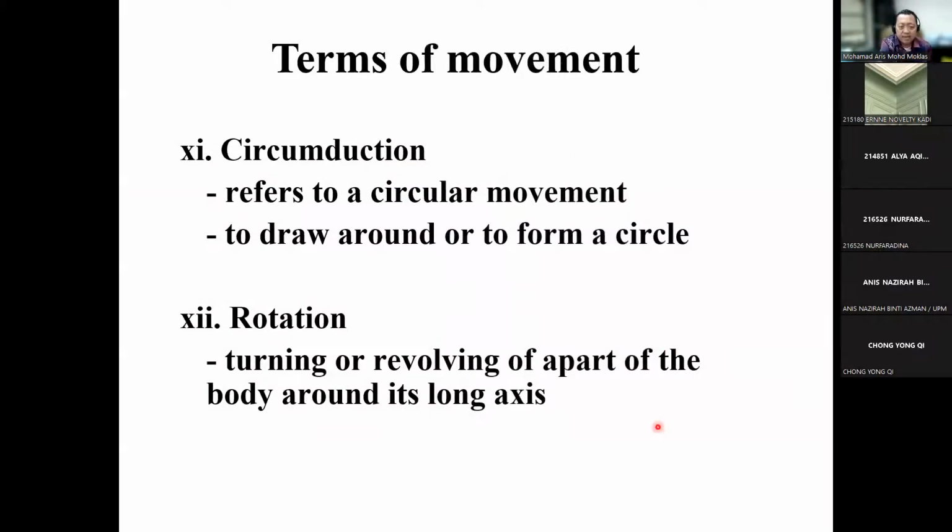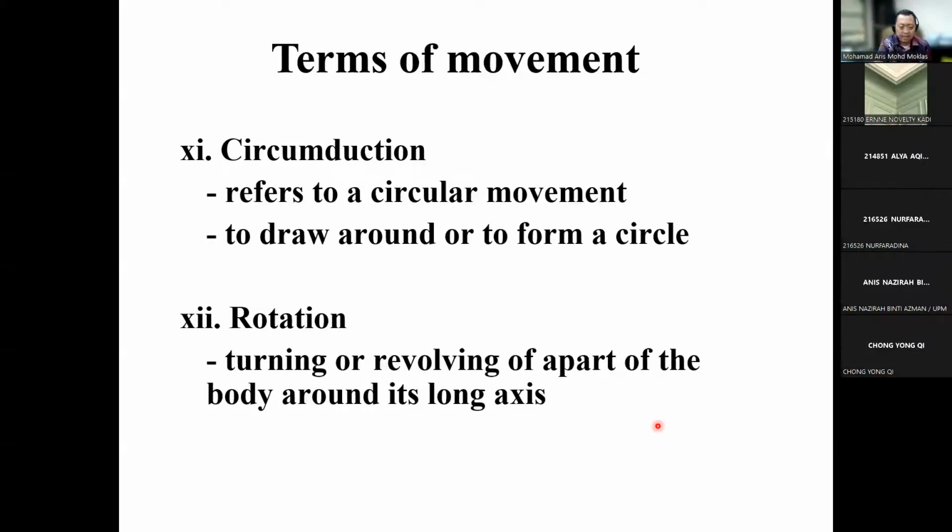Circumduction refers to a circular movement to draw around or to form a circle. Okay, this type of movement is only possible at a ball and socket joint. So in our body, there are only two places with this type of joint, your shoulder joint and also your hip joint. So circumduction is only possible at a ball and socket joint. And this circumduction actually is a combination of four movements, which is ABD, ADD, flexion, and also extension.